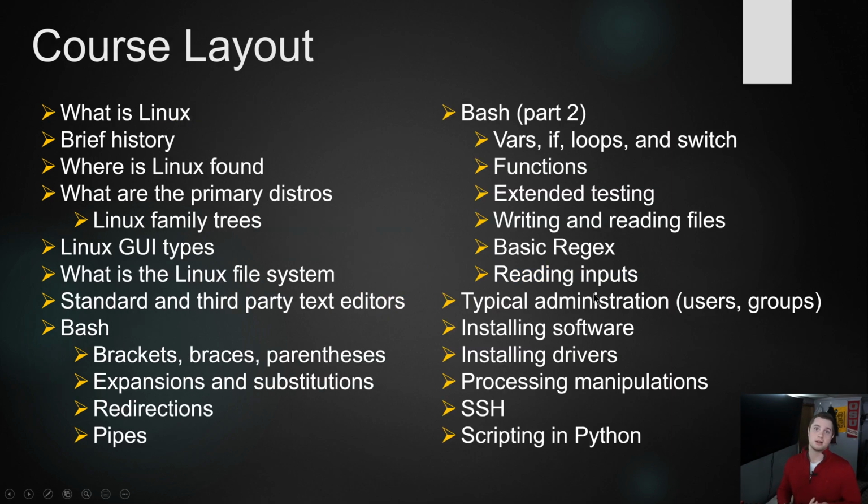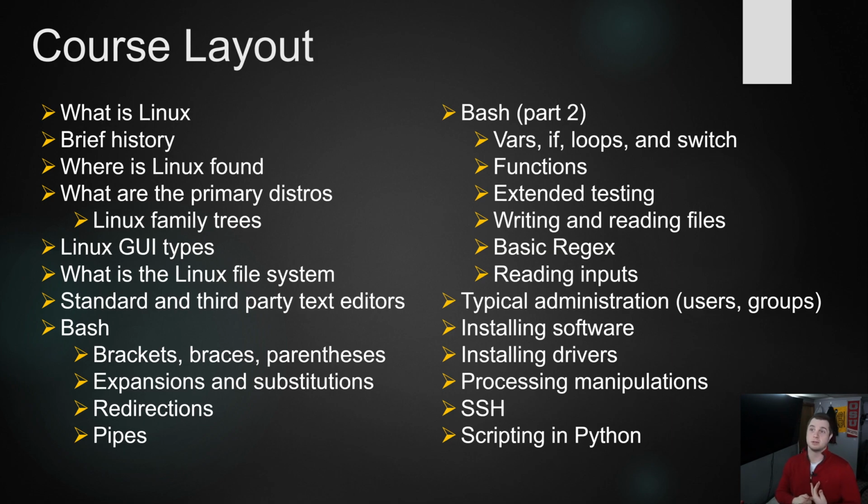So, course layout. We have to go over what Linux is and the history of it, and where Linux is found, hint: everywhere except for desktop. What are the primary distros? How do these distros pop up? And what are the primary distros that are out there? There's only 3, really. Well, there might be more than 3 in terms of primary, depends on where you draw that line. But for this course, we're going to call it the 3 primary distros.